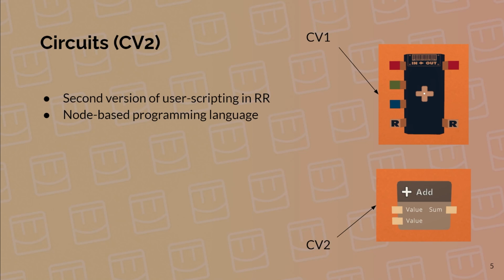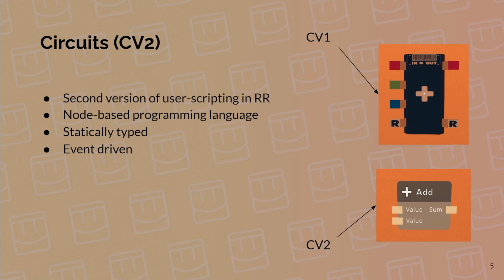Circuits v2 is a node-based programming language, right? It's a visual scripting language where you put down a bunch of these chips and you wire them together to construct programs. It is statically typed and event-driven. Those last two, if you're not a programmer, might not mean much to you right now. We'll talk about them in a little bit.